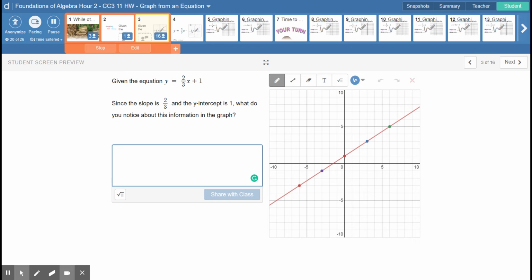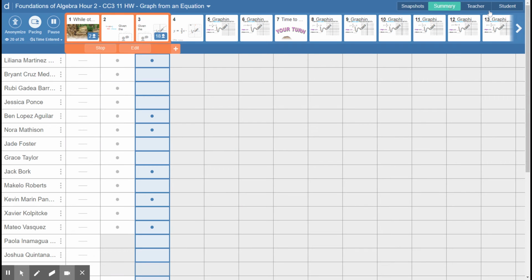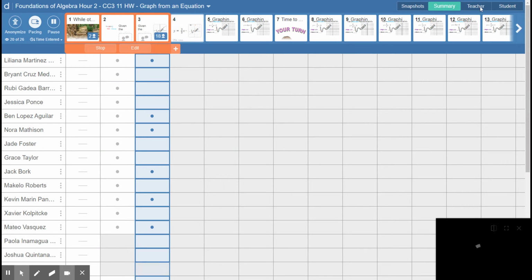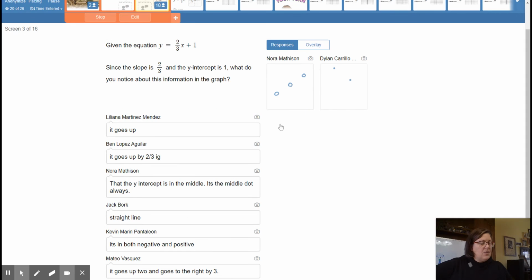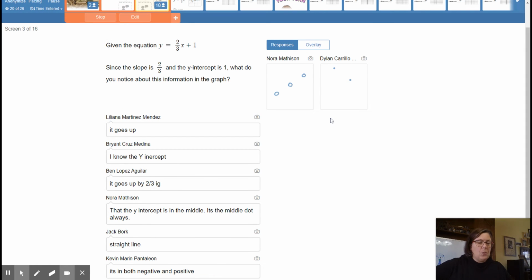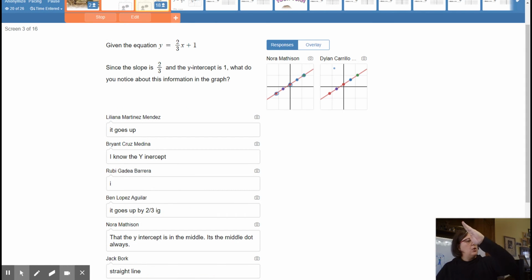All right, again, you should be writing down an observation that you see about this graph compared to the fact that we know that the slope is 2/3 and the y-intercept is 1. Let's see what you guys think. Goes up, it does go up. That's a positive slope because we know from left to right that line goes up like you're climbing up a hill.